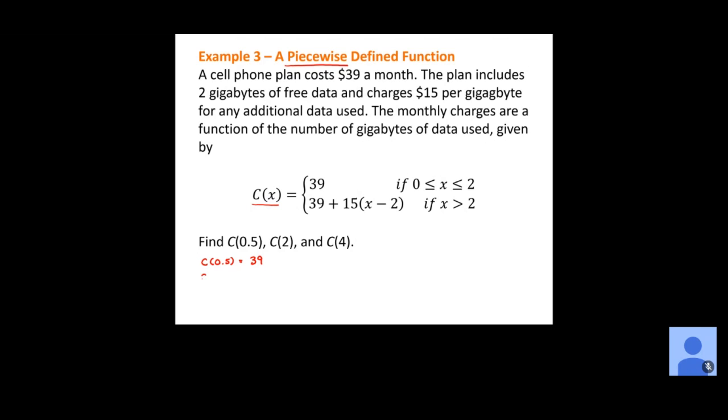All right, let's look at C of 2. So again, first step, figure out which piece of the piecewise function we're using. So we're going to use this time. It's still the top, right? Because this sign here is less than or equal to 2. Our x value is equal to 2, so we're still using the top. So what's the value of C of 2 going to give us? Still 39. Good. Again, in the context, that makes sense because we're not using more than 2 gigabytes of data. We're still charged that flat fee of $39.